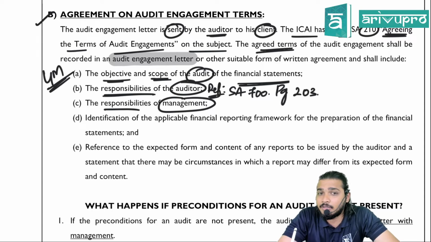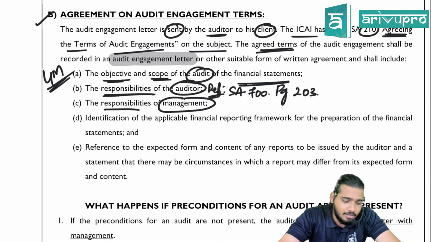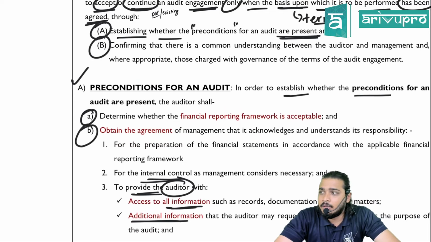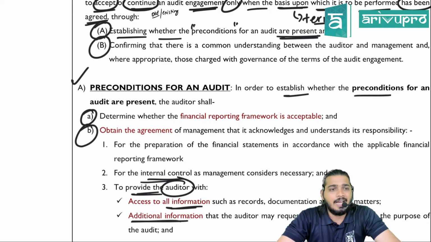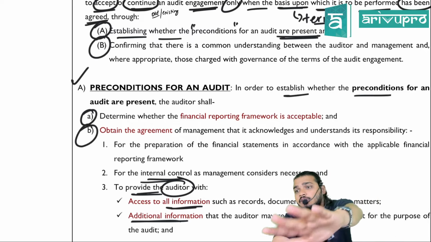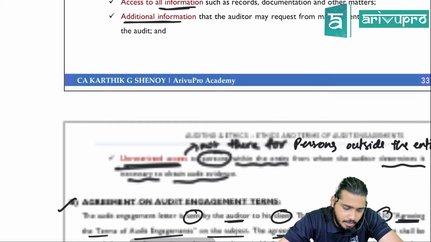Third, responsibilities of management. What is management's responsibility? Same thing. See here, point number B. Preparation of financial statements, internal control maintenance, providing us with information is their responsibility. In fact, in SA 700 also they have mentioned management's responsibility. Okay. Next.